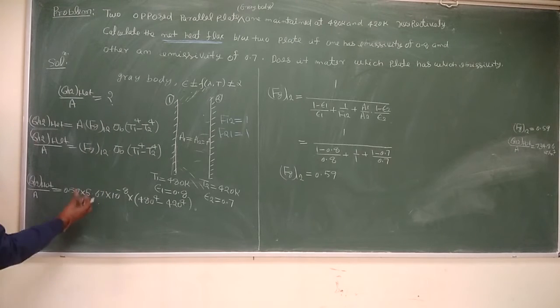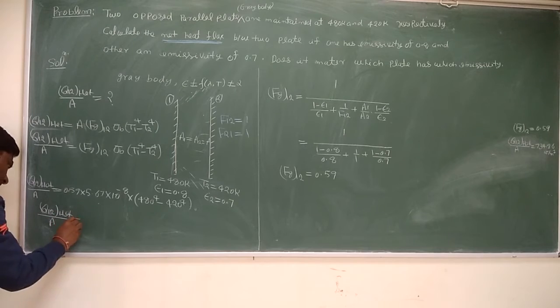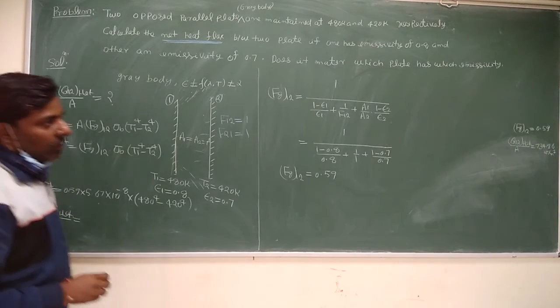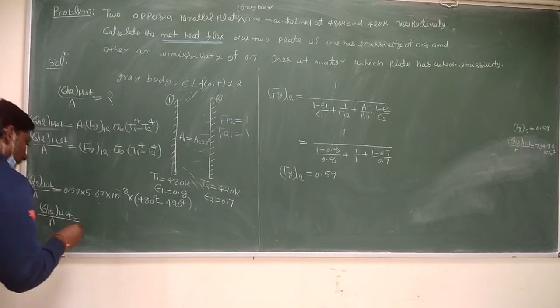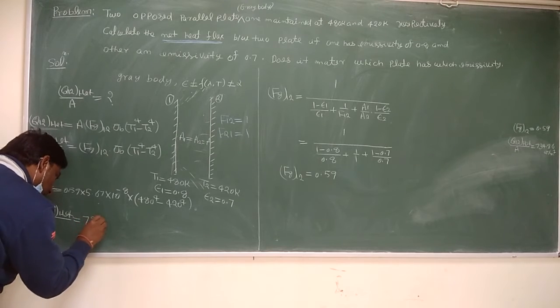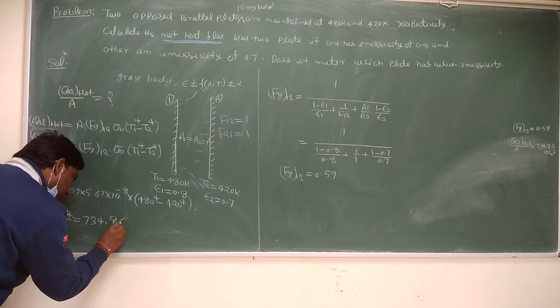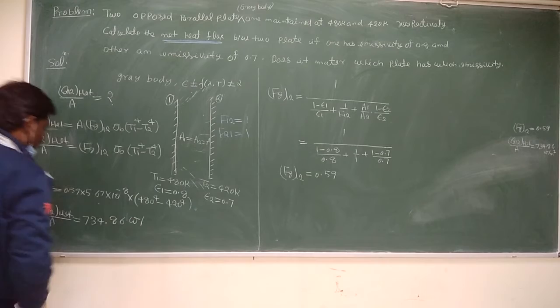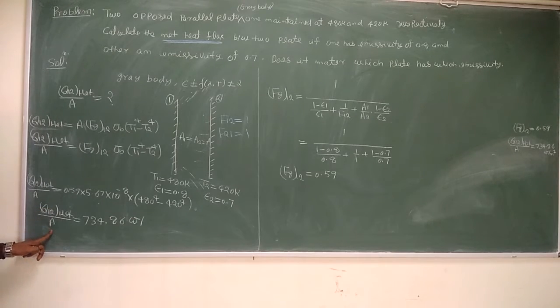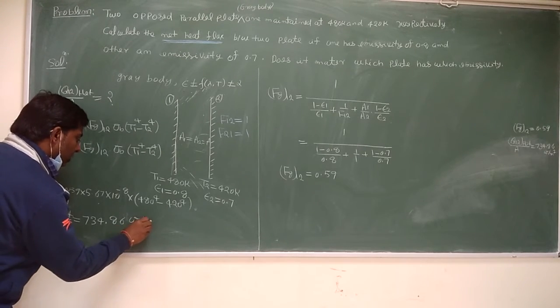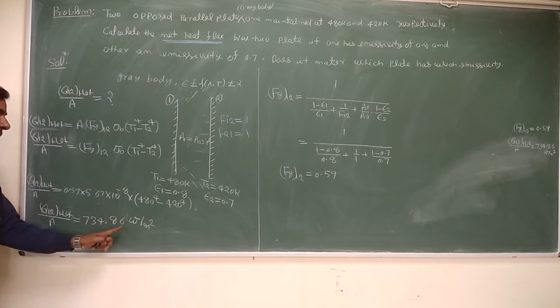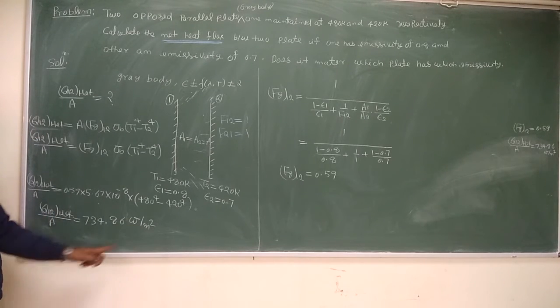So when you solve it, you get the net heat transfer rate per unit area between 1 and 2, Q1 to 2 net, equal to 734.86 watt of heat transfer per unit area. So the unit will be watt per meter square.